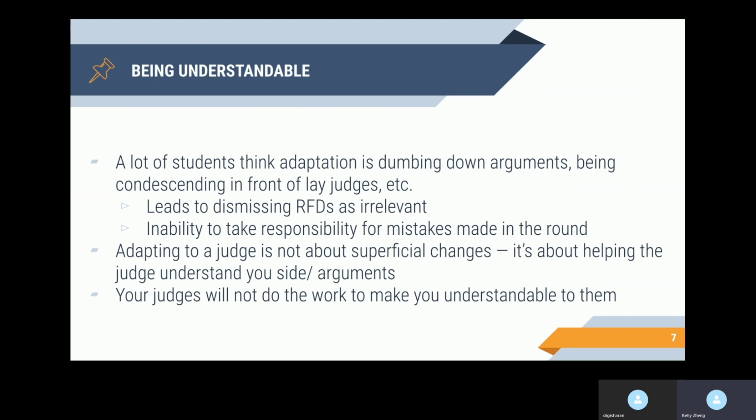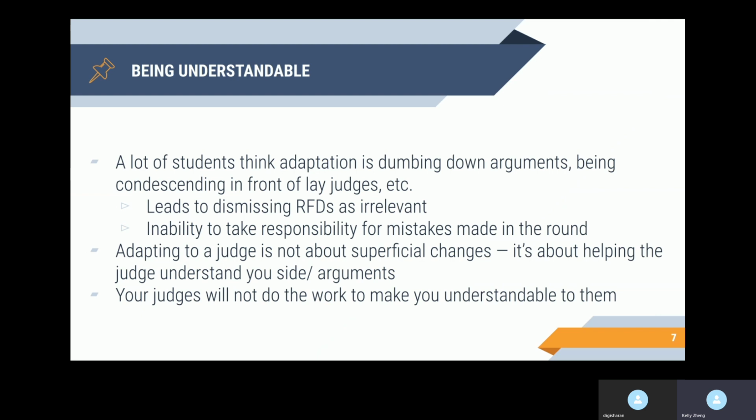So the first aspect of this is being understandable to each type of judge. I think this is a really important lesson, because a lot of students think that adaptation is just dumbing down arguments and being condescending in front of lay judges, because they don't understand flow debate or something. That's not really adaptation in that sense, because you're just being rude to your judge.